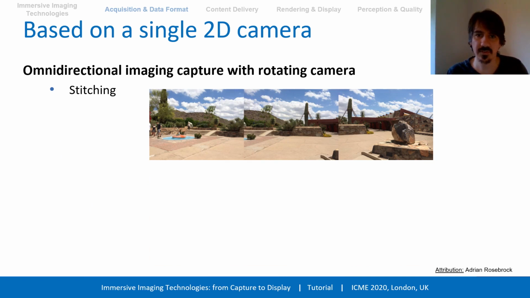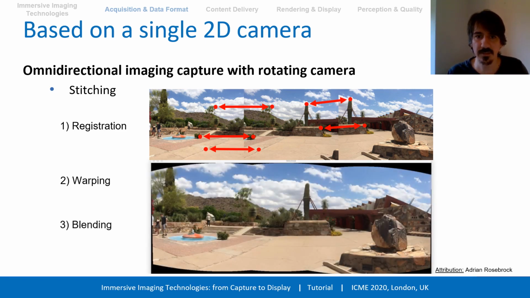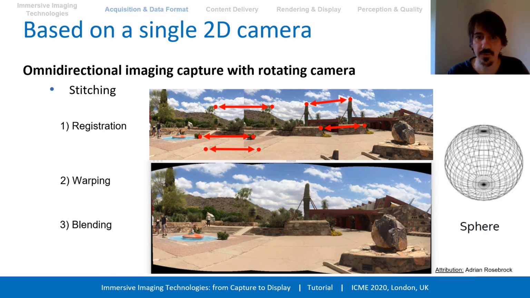For the stitching process itself, there are usually 3 main steps. So first, we have a registration step, for example, using feature matching between the images. Then a warping step where different images are aligned, and finally a blending step where different images are merged into a single image. And one important consequence of the stitching process is that we lose the parallax between the different images. So it really is like we have a flat image on a sphere and no sense of depth, which corresponds to the 3 degrees of freedom.